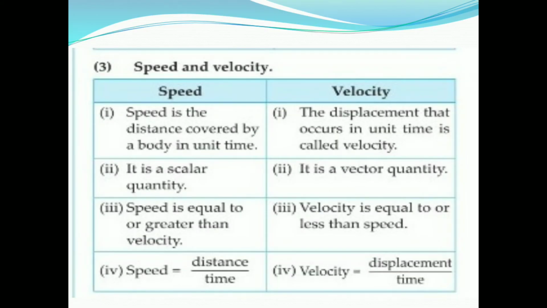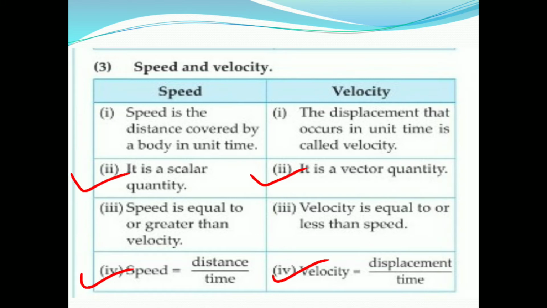Now let us see the speed and the velocity. Speed is related with the distance while velocity is related with the displacement. See here. Speed is the distance upon time. We know that distance is a scalar quantity, therefore speed is also a scalar quantity, and velocity is the displacement upon time. If displacement is a vector quantity, velocity is also a vector quantity.